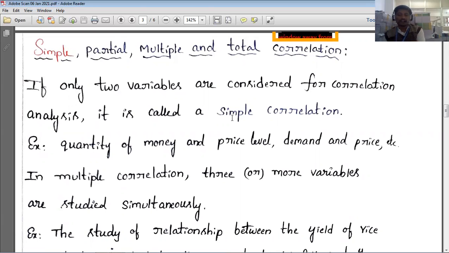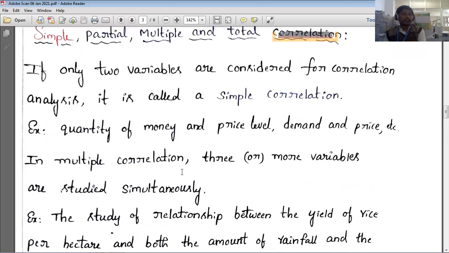If we are discussing only two variables, then that is simple correlation. That is what we are saying: quantity of money and price level, only two variables. What are those two variables here? Price and quantity of money. And here it is demand and price, only two things.